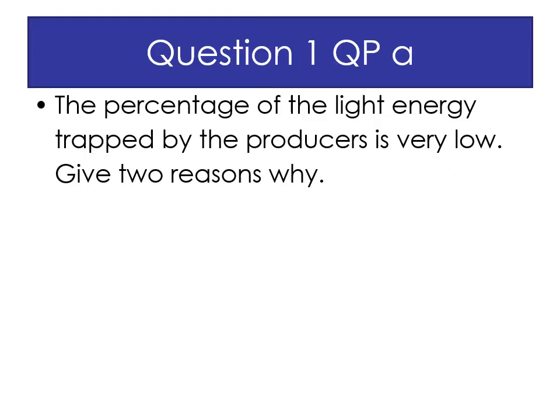Okay, so I'm going to stop there and I'm going to ask you to open up your question pack to question 1, just part A at the moment. Have a read. The percentage of light energy trapped by the producers is very low. Give 2 reasons why. I want you to give your strongest reasons. You can use your keynotes now if you need to, and write your answer. Pause me while you do.